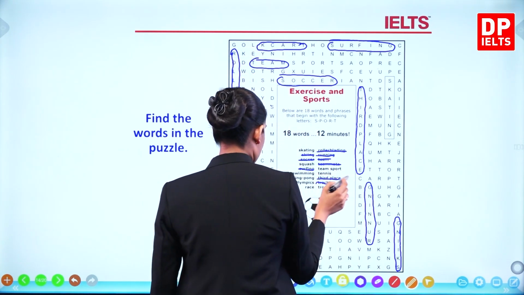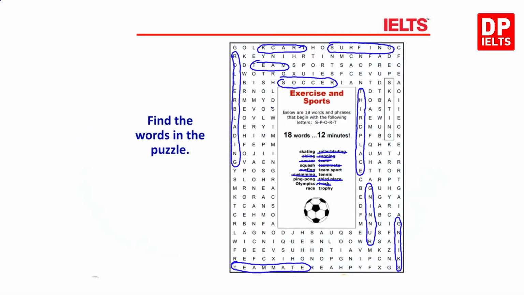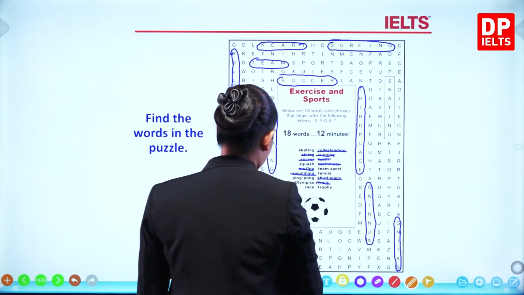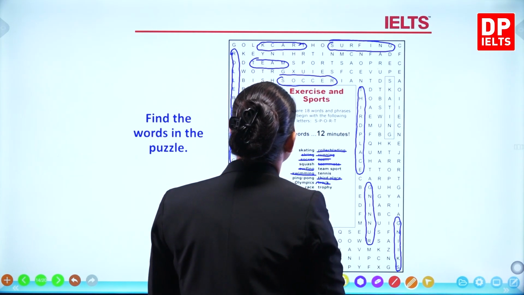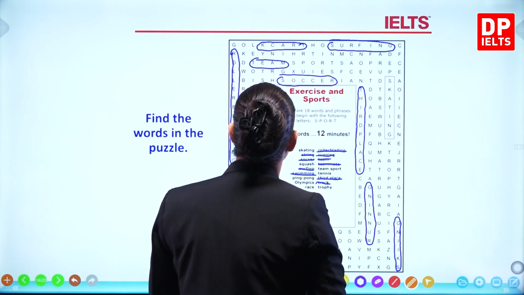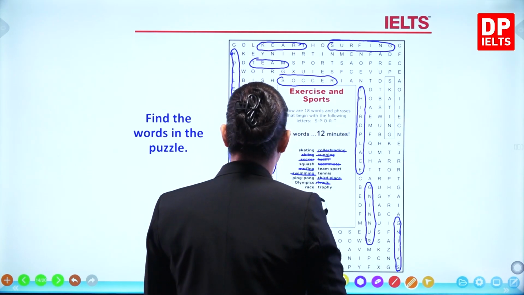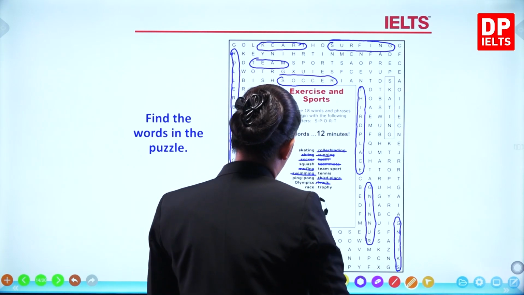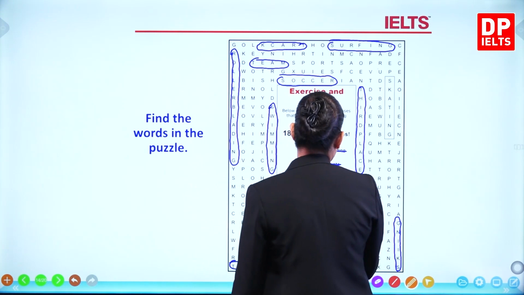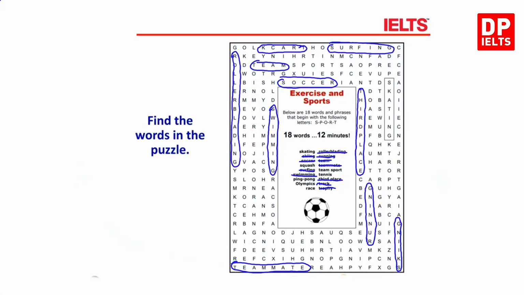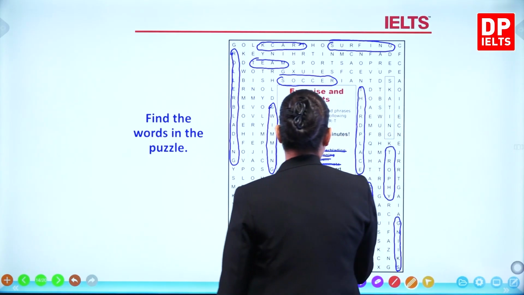Then we have swimming, S-W-I-M-M-I-N-G, swimming. So let's have a look at the other ones. Race. Can you see race? Starting with the letter R. So I can see trophy here as well. Before tennis, let's mark trophy. There we go. So we've already got trophy.